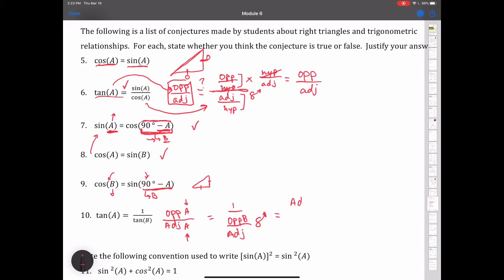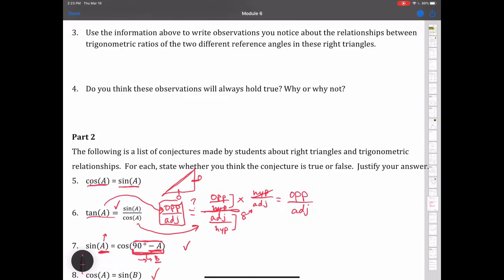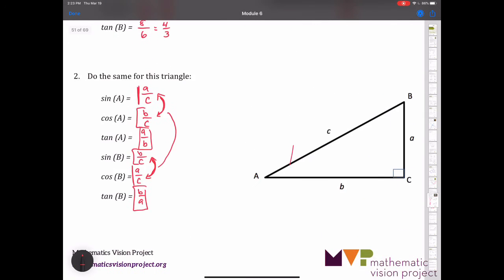So I have adjacent of B, and I forgot my B right there, over opposite of B. So now I'm really comparing this one and this one. And if I think about adjacent B, that's really just the opposite of my angle A, right? And adjacent of A is just the same thing as opposite B. Now let me go back up here and show you what I mean.